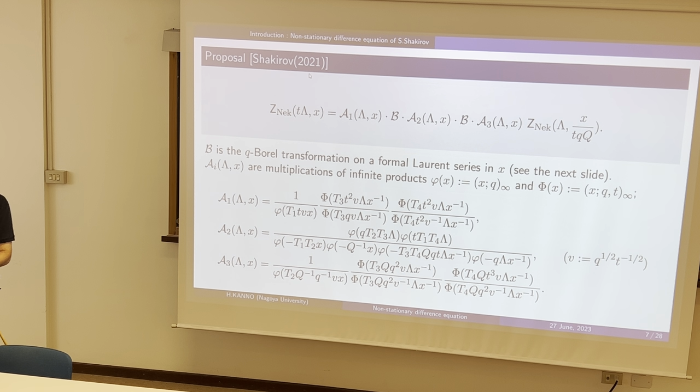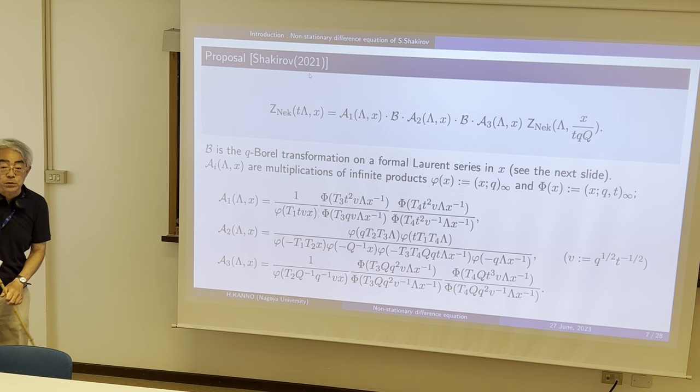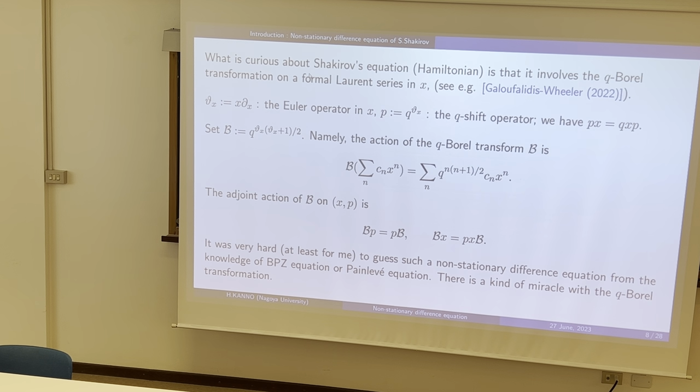I told you, so BPZ is regarded as a Schrödinger form of Painlevé VI. I mean, I think this is a familiar story. And of course, we also checked this: the four-dimensional limit of this Hamiltonian recovers BPZ or Painlevé VI. This is also one of the consistency checks. But the real surprise here is we can make a five-dimensional uplift by using the so-called q-Borel transformation. So let me explain what the q-Borel transformation is.